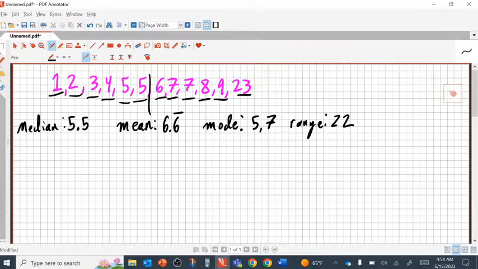Median, mean, and mode. Which of those do you guys think is the best measure? Like when I say most chickens lay around this many eggs, do you think 5.5, 6.6 repeating, or 5 and 7? Which of those do you think is the best representation?